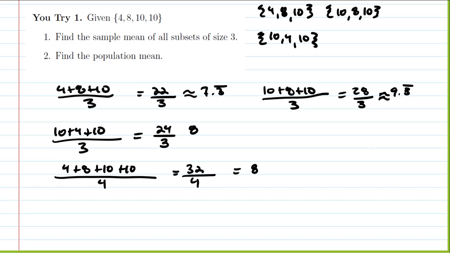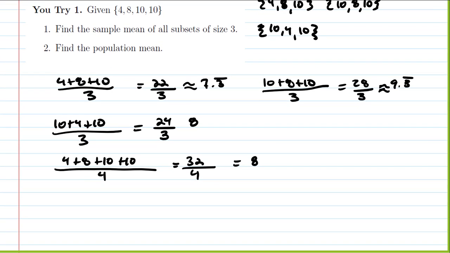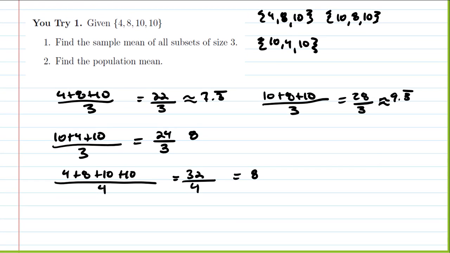All right, so if we take a look at each of these, if we added up the first set, 4 plus 8 plus 10 over 3, that gives us 22 over 3, which is 7.3 repeating. The second set would be 10 plus 8 plus 10, which would give us 28 over 3, which is 9.3 repeating. The third set would be 10 plus 4 plus 10 over 3, which is 24 over 3, which is exactly 8. And then lastly, the population mean would be 4 plus 8 plus 10 plus 10, all over 4, which is 32 over 4, which is 8.